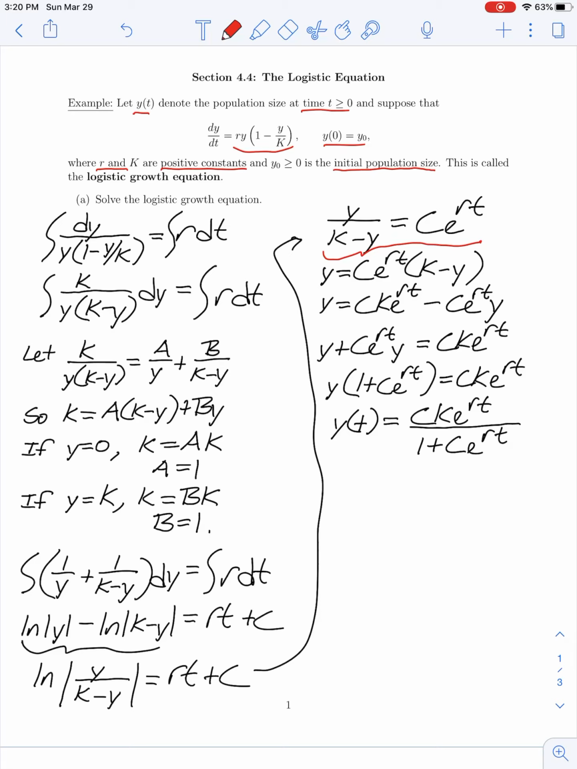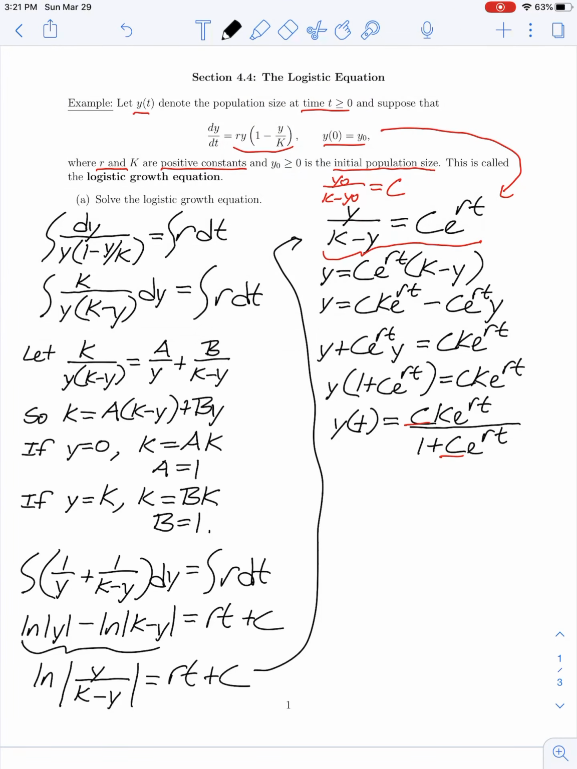So here, when we look at this line of our work above, we have c e to the rt is equal to y divided by k minus y. So if we apply our initial condition at this stage of the problem, we have y naught over k minus y naught is equal to c times e to the 0. Now e to the 0 is just 1, so we have our constant c as y naught over k minus y naught.